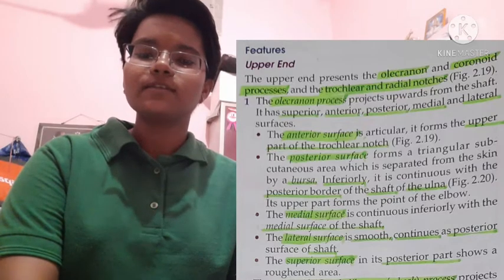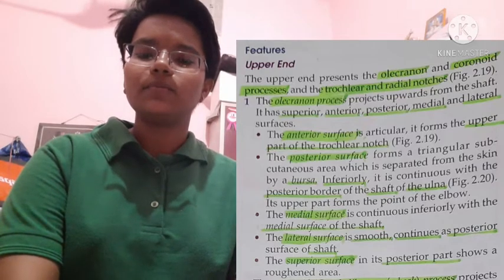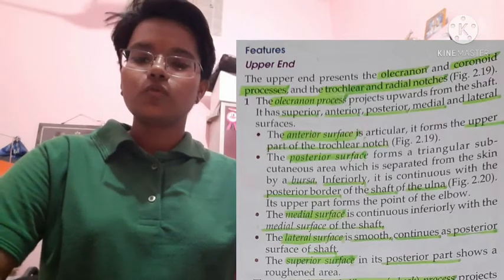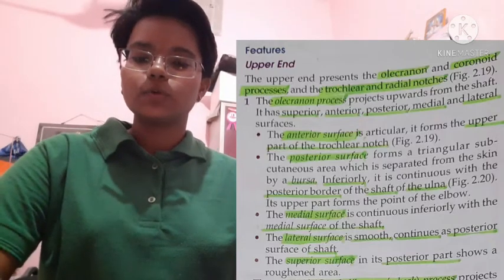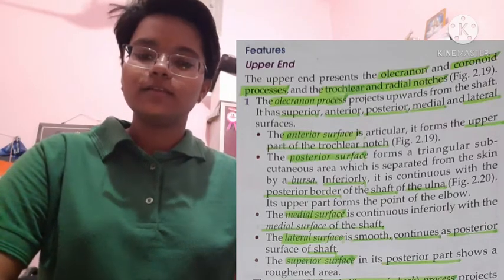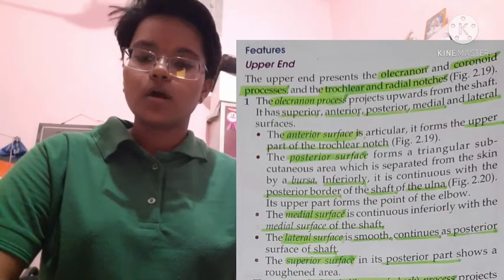The medial surface is continuous inferiorly with the medial surface of the shaft. The lateral surface is smooth and continues as the posterior surface of the shaft. The superior surface in its posterior part shows a roughened area.